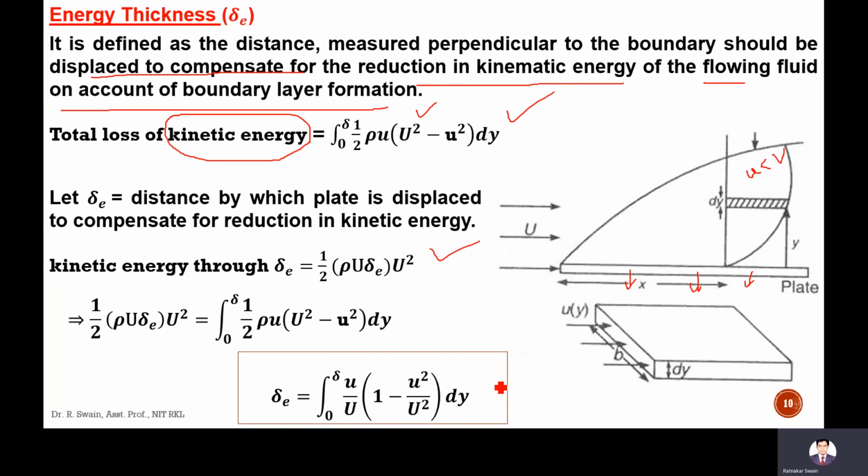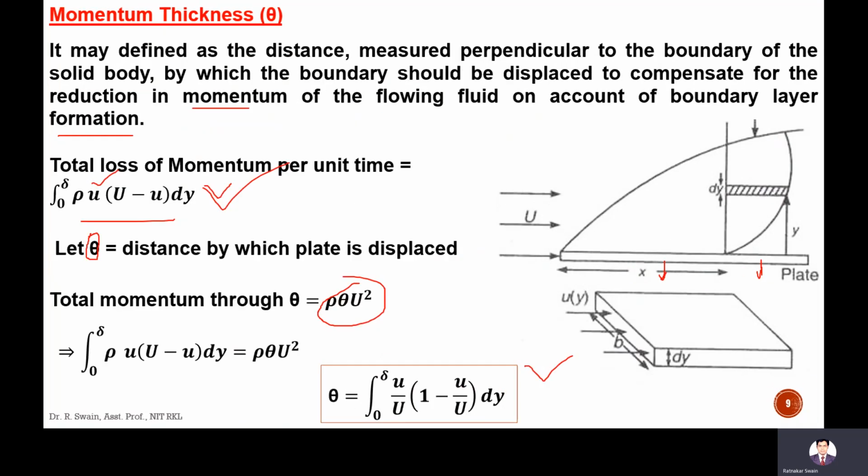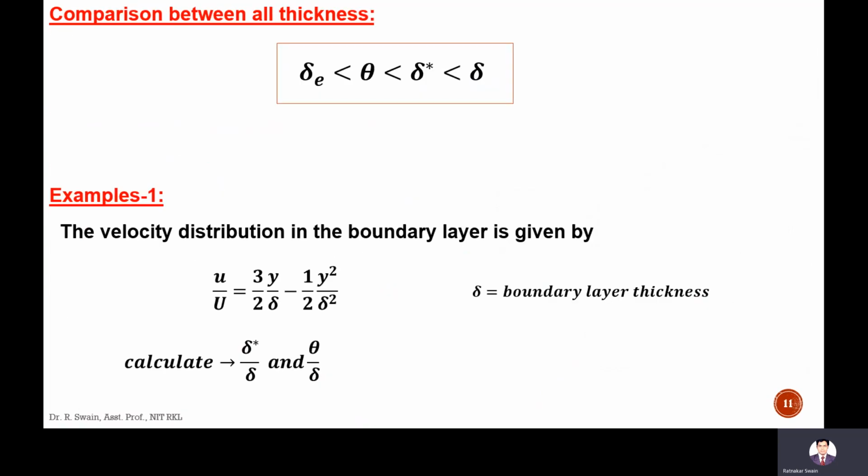So we discussed displacement thickness, momentum thickness, and energy thickness. Next, comparison between these thicknesses: displacement thickness, momentum thickness, kinetic energy thickness, and the boundary layer thickness. If you compare the values of all these thicknesses, it is found that the energy thickness is less than the momentum thickness, which is less than the displacement thickness, which is less than the boundary layer thickness. This you have to remember.